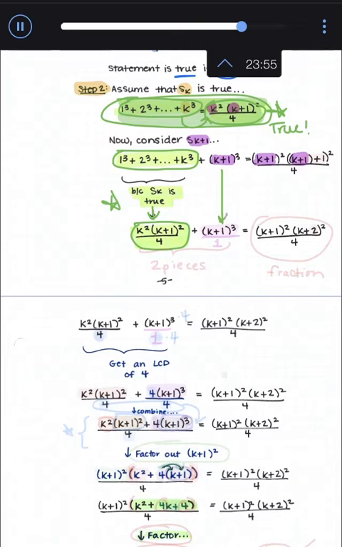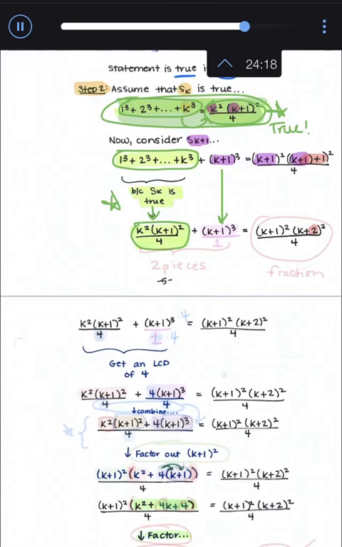We kept the k plus 1 cubed. On the right-hand side, we just did only one minor thing, which is we have a plus 1 and a plus 1 inside of all those parentheses, and we turn that into a plus 2. So we really didn't do much on the right-hand side.